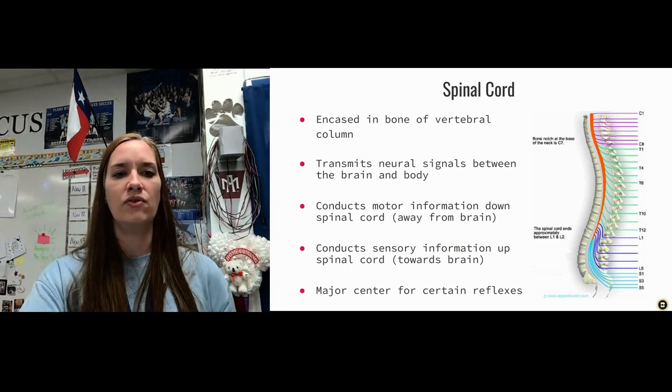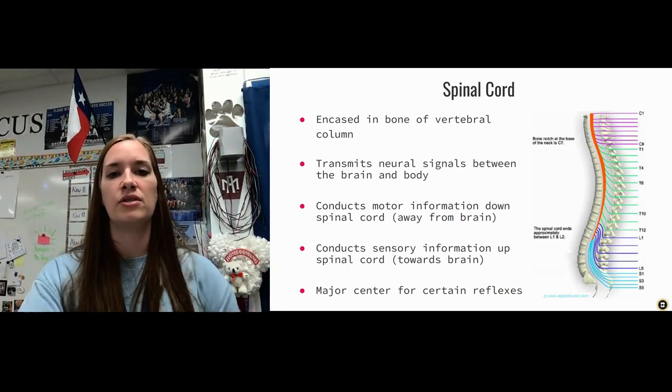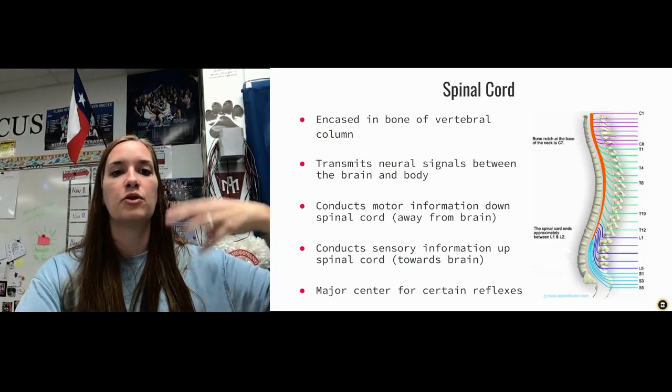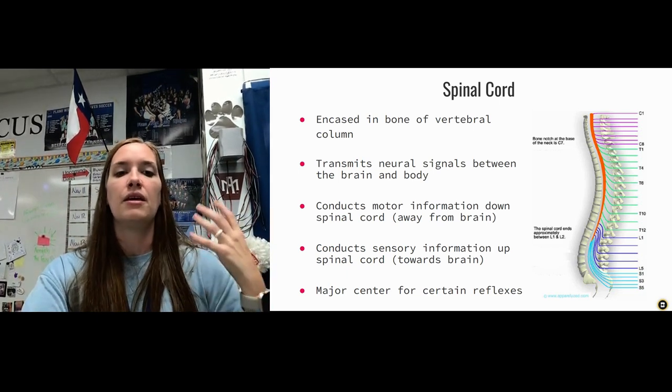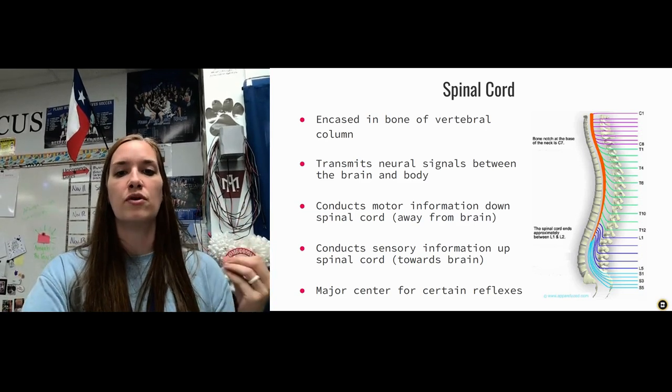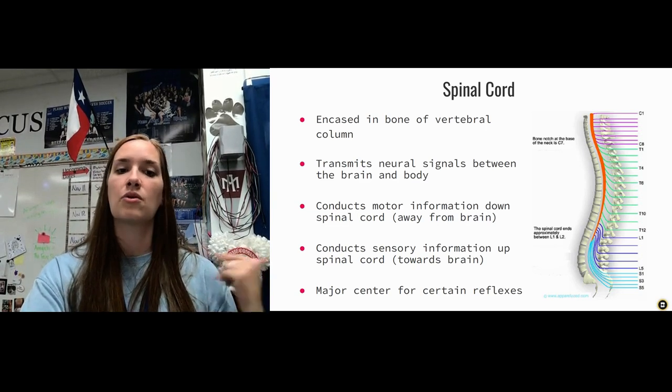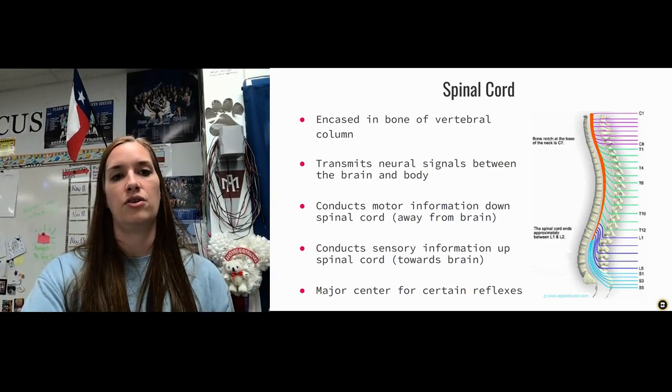The spinal cord itself is, of course, encased in the bones of the vertebral column, and it's transmitting neural signals between the brain and the body, the sensory as well as motor information coming in and out of the spinal cord. And of course, like we mentioned earlier, it's a major center for certain reflexes.